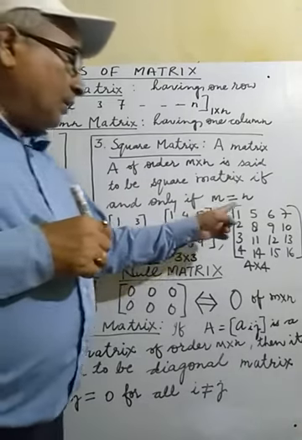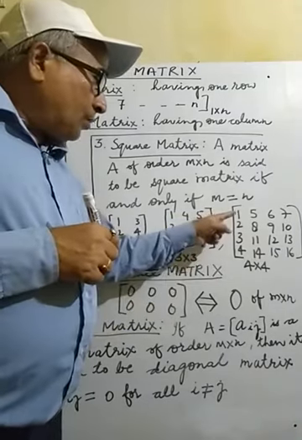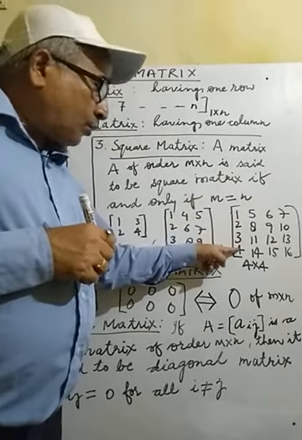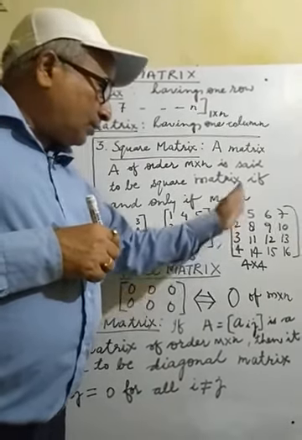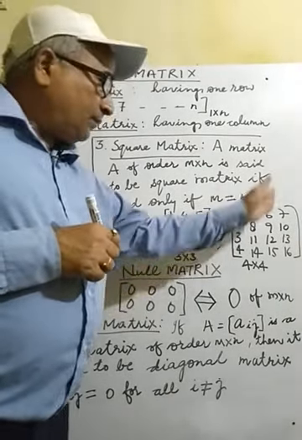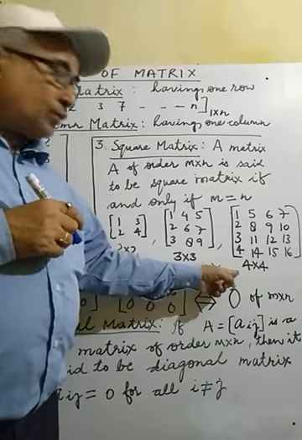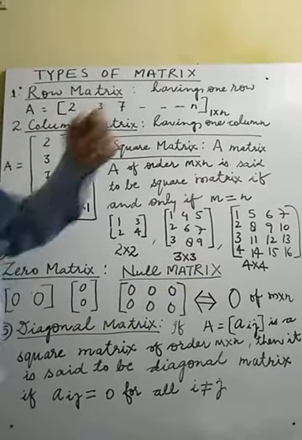Now go to the next one. See, count the number of rows: 1 row, 2 row, 3 row, 4 row. And how many columns? 1, 2, 3, 4. So this one is also a square matrix. Why is it so? Because the number of rows equals the number of columns, equal to 4. Rows and columns both are equal, and that is equal to 4. So here it is a matrix of 4 by 4. So these are examples of a square matrix.